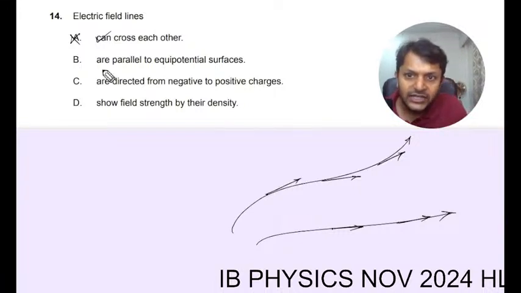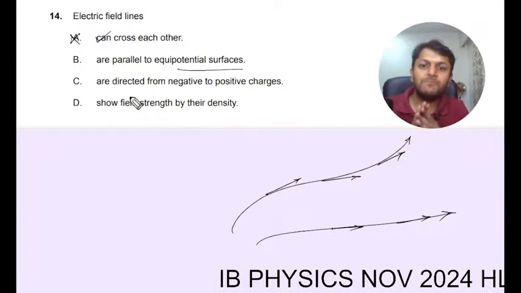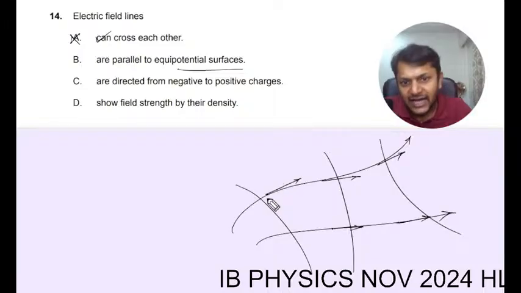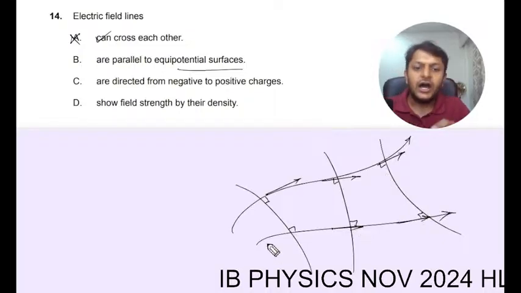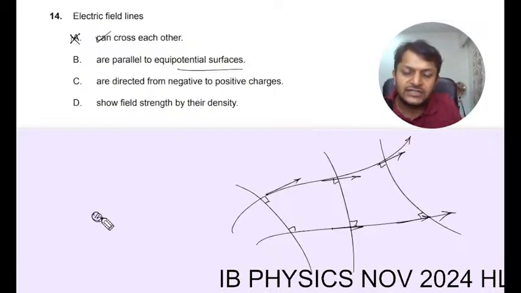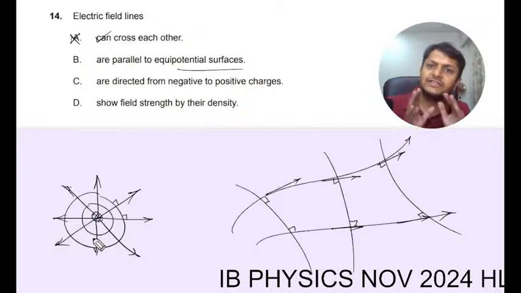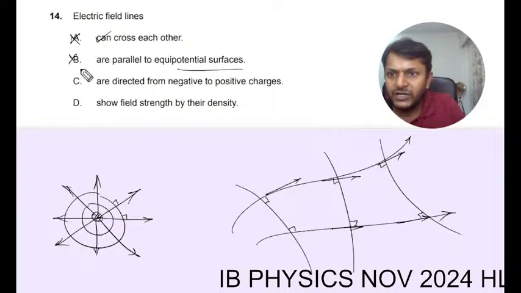Now after that, are they parallel to equipotential surfaces? Well, of course not, because an equipotential surface is always at a 90-degree angle with the field lines. Everywhere it will be 90 degrees. I know the diagram does not look like that, but it is 90 degrees. You can take the example of a simple spherical field, a wavefront kind of thing like this, and these are the equipotential surfaces. You can see the equipotential surface is always at 90 degrees to the field lines. So even option B is wrong.